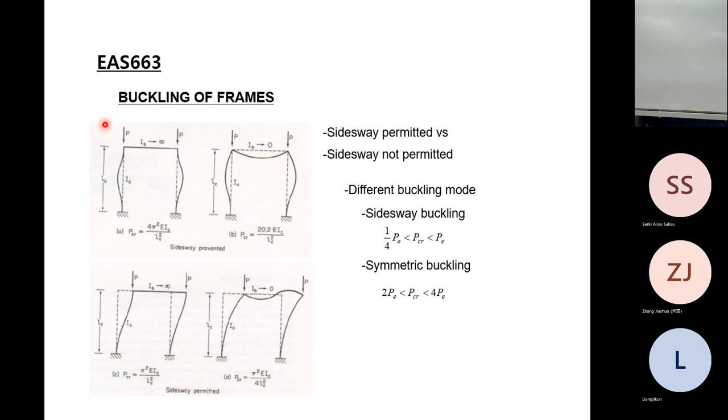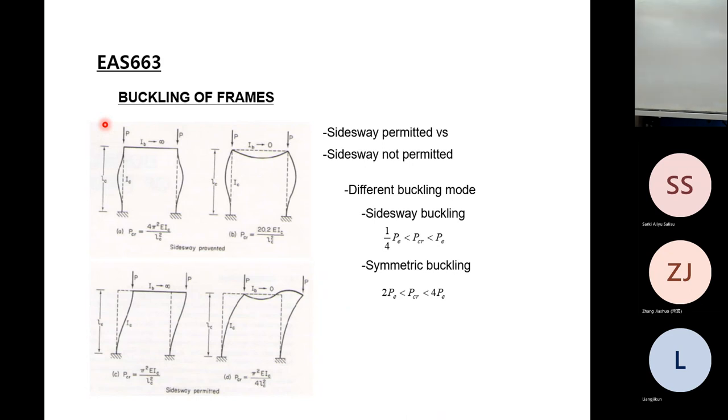We are not going to go into very much detail on how to analyze a frame. What I will go through with you is that there are two groups of frames that we should be looking at. The first one is what we call side sway prevented, which means they are not allowed to sway. And the second one is side sway permitted, so they are allowed to deflect laterally. Here you see they cannot deflect laterally. This is one group we call side sway prevented, and this is side sway permitted. From here you can see the difference in how they can deform: this one can go left and right laterally, this one cannot. So this is braced and this is unbraced. Braced frame, unbraced frame.